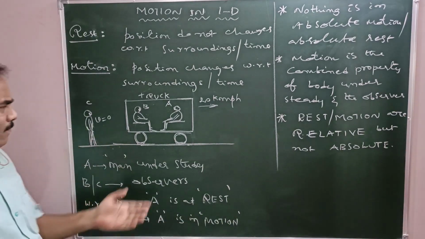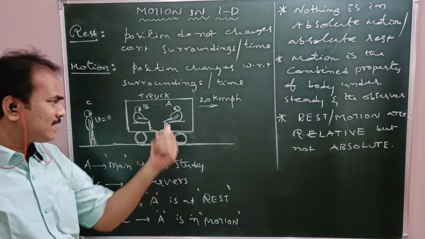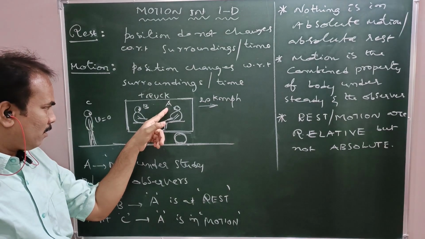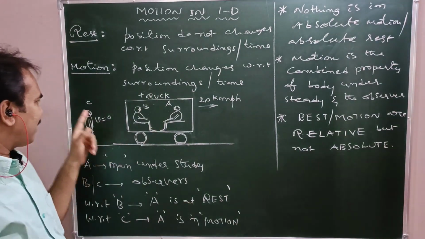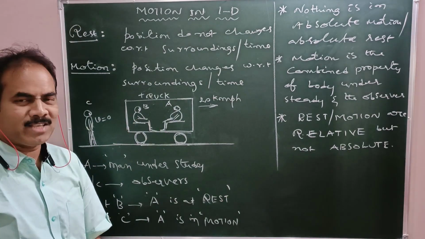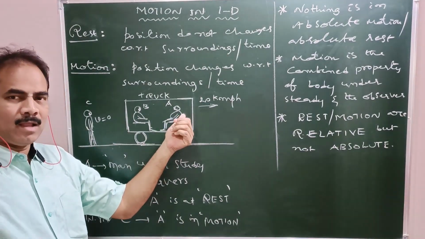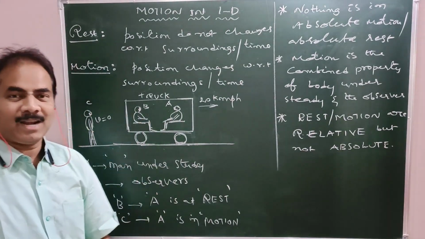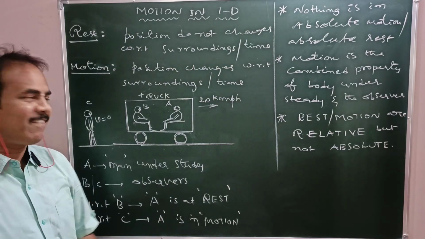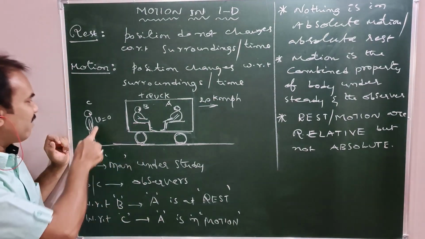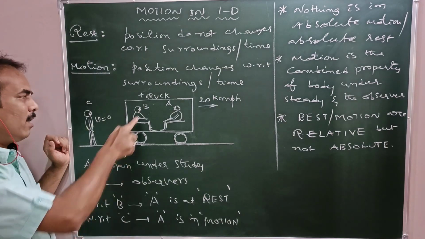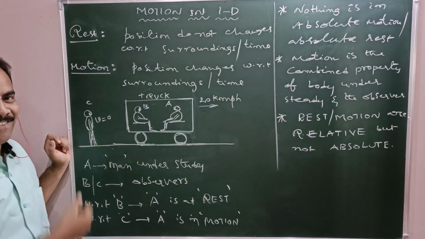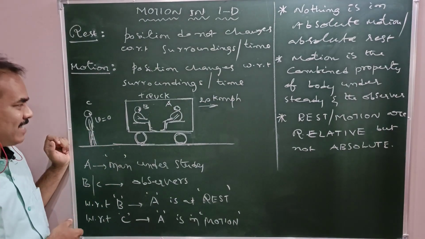Now see, both B and C are observing the same person A. B observes A to be at rest, but C observes A to be in motion. It means the same person appears to be different for both observers, B and C. What makes the difference here? B finds A is at rest, C finds A is in motion. Both B and C are observing the same person A, but the result is different. Why is the result different?